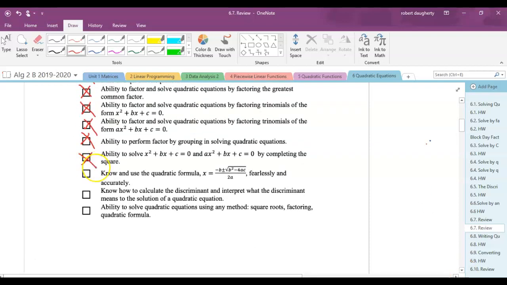Solve by completing the square. Okay, that was the method we did after we did the factoring. And then the last method that works every time is the quadratic formula. You must know the quadratic formula. You must be able to use it and try not to make mistakes with it.